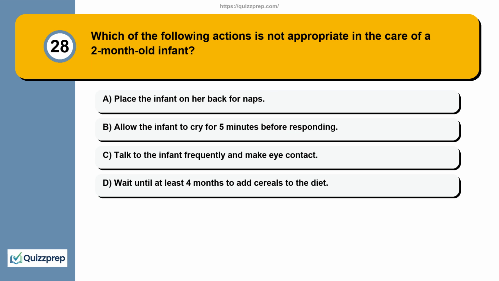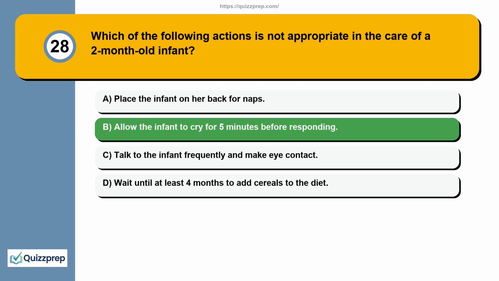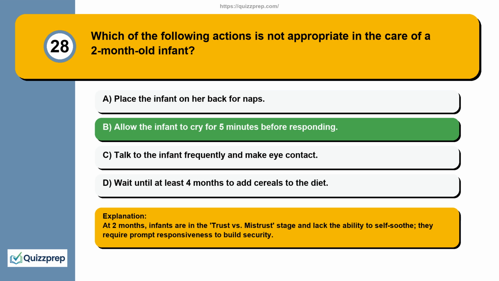Question 28. Which of the following actions is not appropriate in the care of a 2-month-old infant? Place the infant on her back for naps. Allow the infant to cry for 5 minutes before responding. Talk to the infant frequently and make eye contact. Wait until at least 4 months to add cereals to the diet. At 2 months, infants are in the trust versus mistrust stage and lack the ability to self-soothe. They require prompt responsiveness to build security.